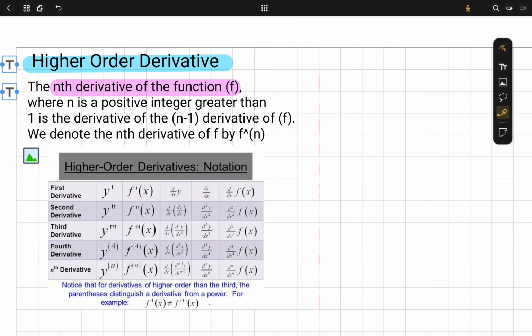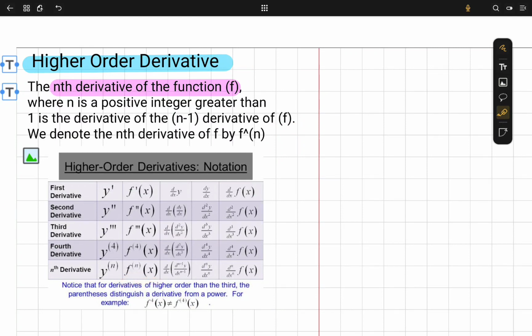Based on our definition of higher order derivative, the nth derivative of the function f, where n is a positive integer greater than 1, is the derivative of the (n minus 1) derivative of f. We denote the nth derivative of f by f^(n), or rewrite it like this. Ito siya, f^(n) of x.